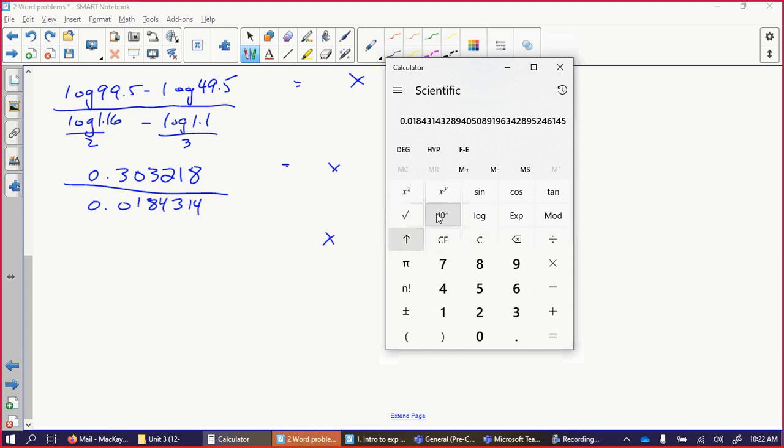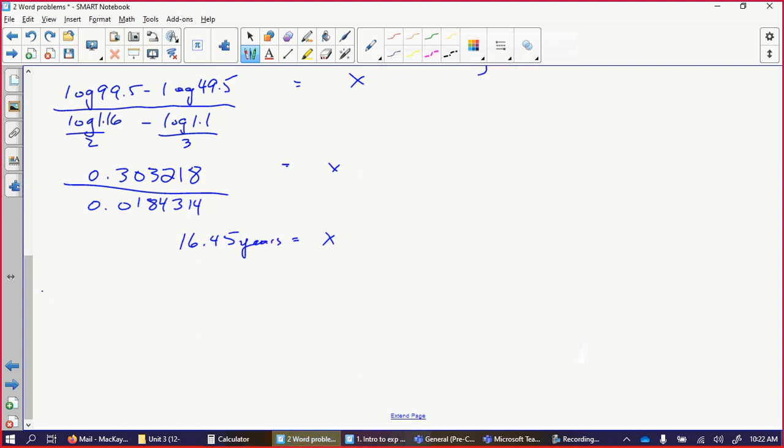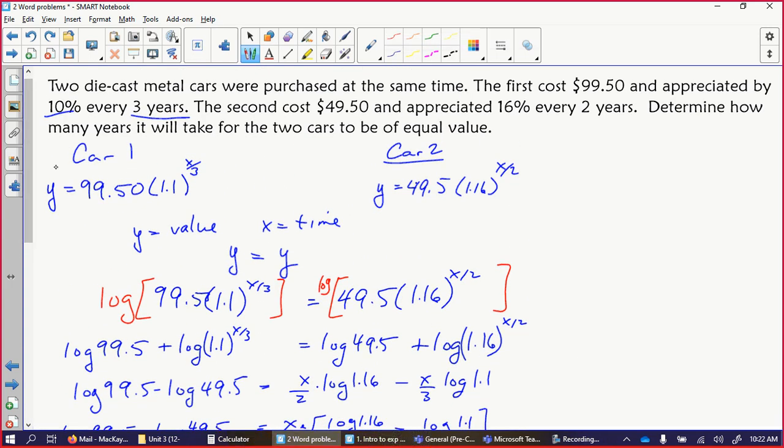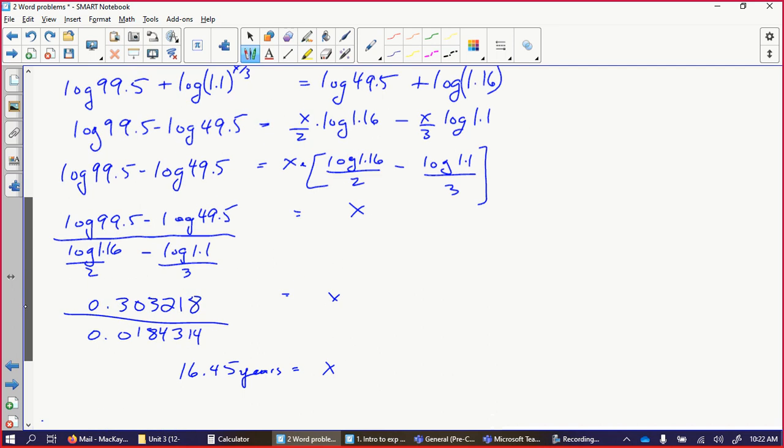So I want to divide those two numbers. I don't want to rewrite that one, so I'm going to flip it over, times 0.303218, 16.45 years. After 16 and a half years, both cars would have the same value. Can we check that if we want?